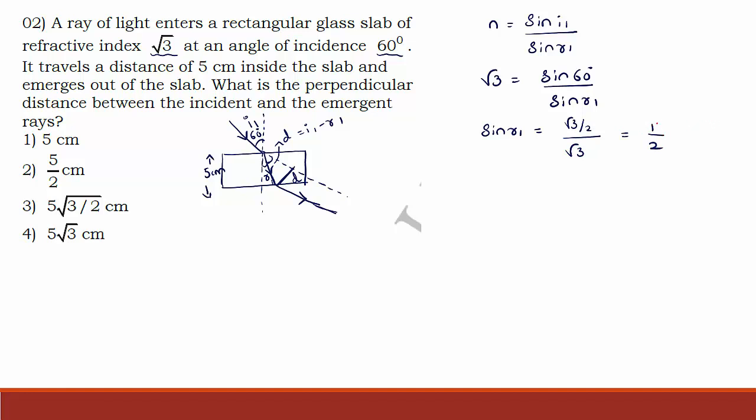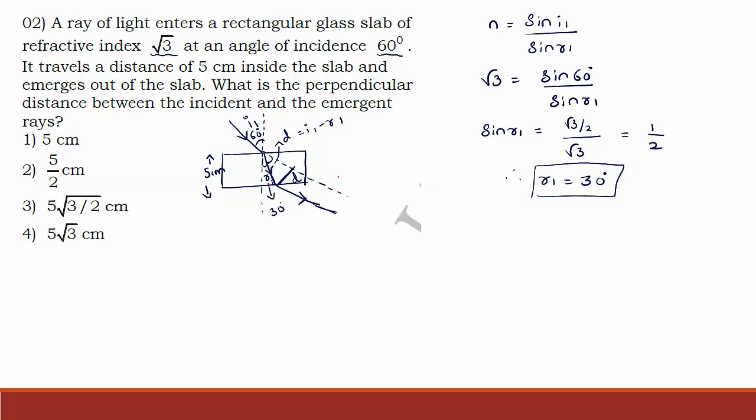√3 will get cancelled. Therefore R1 equals sin inverse of 1 by 2, which is equal to 30 degrees. Sin 30 is 1 by 2, so I can write R1 is 30 degrees. Here this value is 30 degrees.